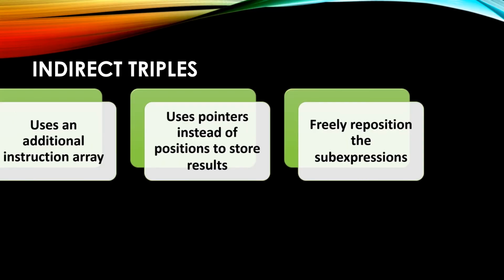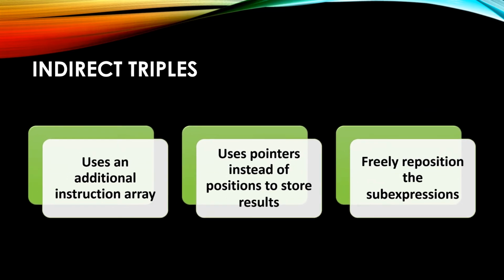Next representation is indirect triples. Indirect triples use an additional instruction array to list the pointers to the triples in the desired order. It uses what? It uses an additional array. Thus, our indirect triple uses pointers instead of positions to store the results, which enables the optimizers to freely reposition the sub-expressions to produce an optimized code.